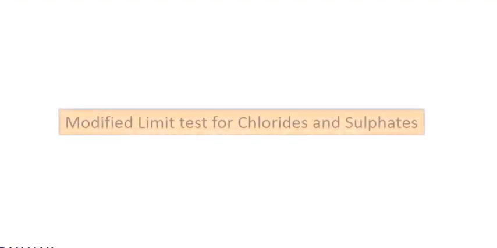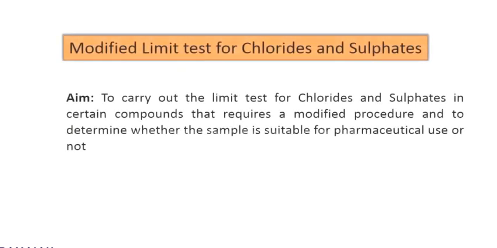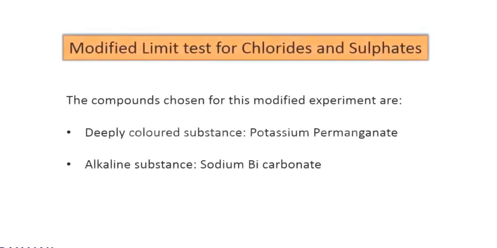Hi students, today we'll perform the modified limit test for chlorides and sulfates. Aim: to carry out the limit test for chlorides and sulfates in certain compounds that require a modified procedure, and to determine whether the sample is suitable for pharmaceutical use or not. The compounds chosen for this modified experiment are: for deeply colored substance, potassium permanganate, and for alkaline substance, sodium bicarbonate.